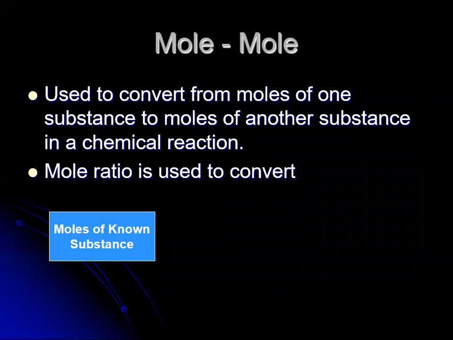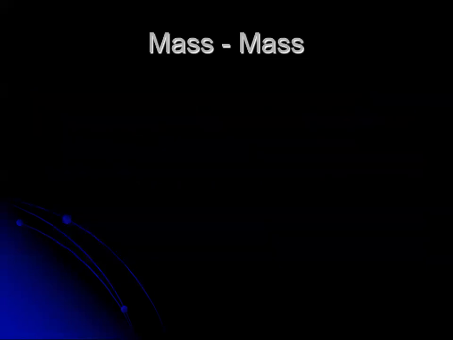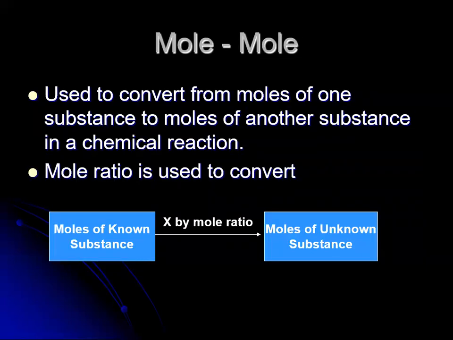Once again, we talked last week about the mass to mass slide, which I wanted on a whole piece of paper. This is the center of this slide. To get from moles known to moles unknown, we multiply by the mole ratio. So now let's work some examples of this.